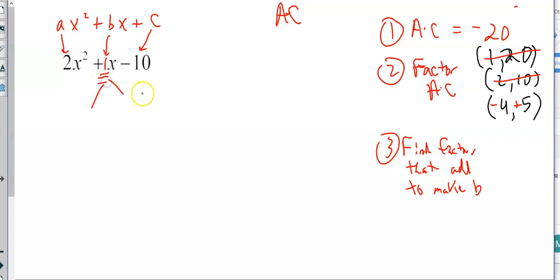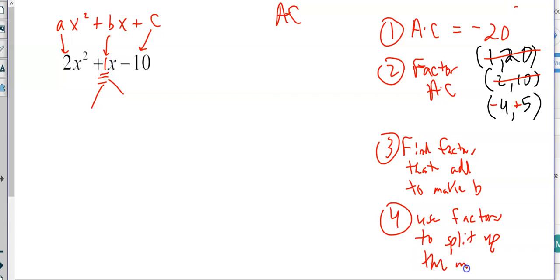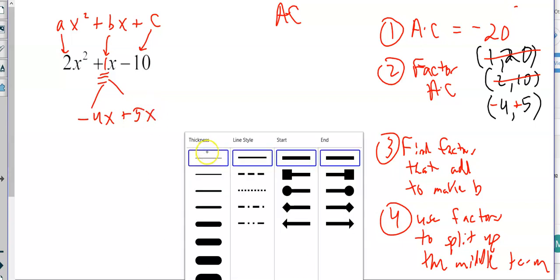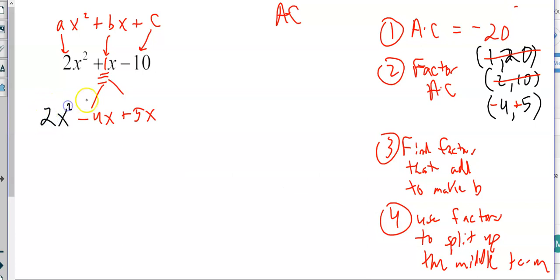So the fourth step, the last step, is to use the factors you just found, in our case negative 4 and 5, to split up the middle term. So I'm going to write this as negative 4x plus 5x. And then this would be 2x squared minus 10. And now we're going to group.